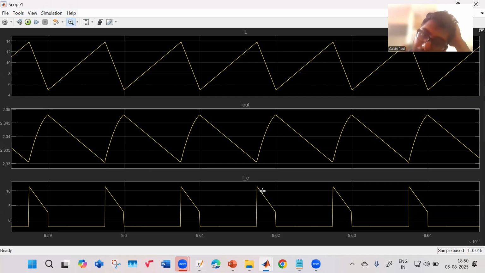So when my capacitor current IC is greater than 0, in this region, my output voltage will increase. In this region it is less than 0, my output voltage will fall. Any questions in this?